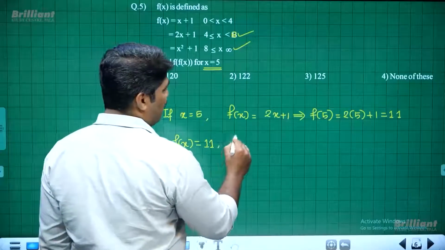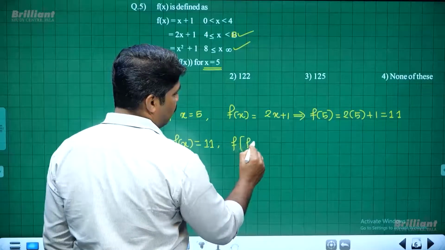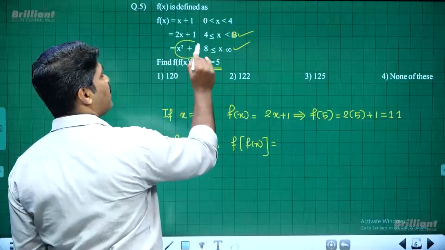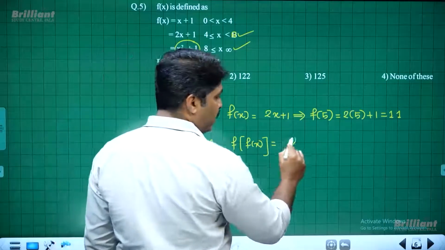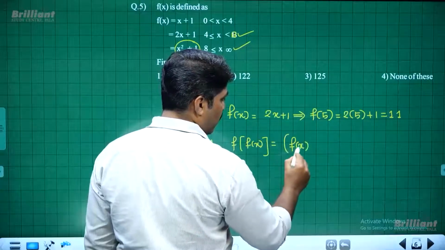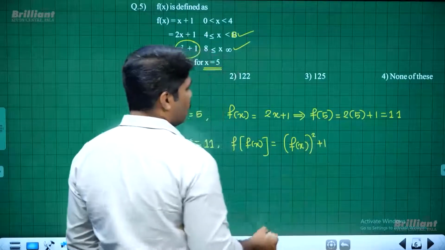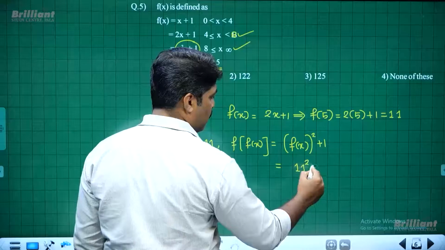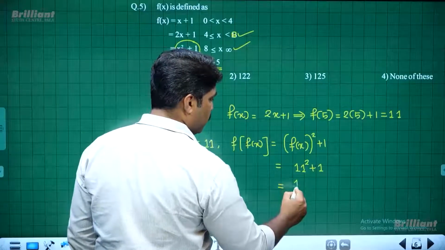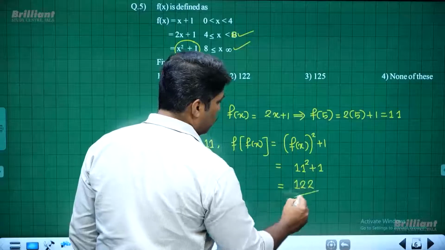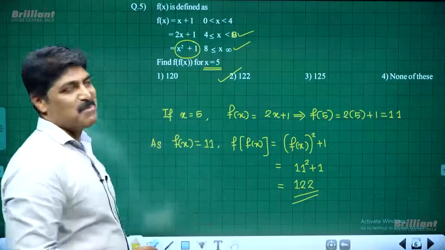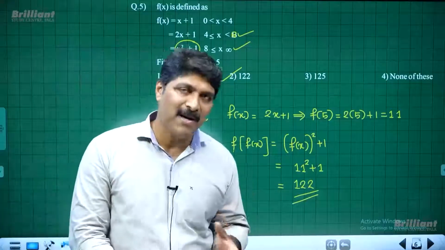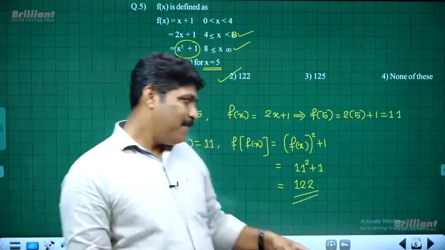So therefore, we are finding what is f of f of 5. There we have to consider this relationship, that is x square plus 1. Instead of x, we have to put f of 5. So this is f of 5 square plus 1. We have the value of f of 5 as 11. So this is 11 square plus 1, that is equal to 121 plus 1, which is 122. So that is option 2. That's a tricky question because the function is changed as per the value of the input. So that's a very important understanding.